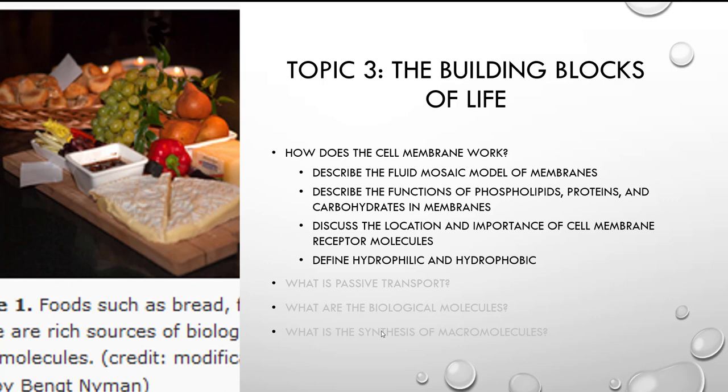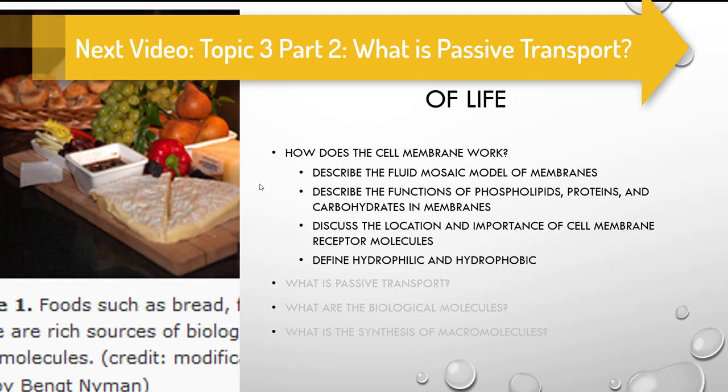All right, so that's it for this first section. We have finished the first section of topic 3 of our Adigia textbook. By now you should be able to describe the fluid mosaic model of membranes. You should be able to describe the functions of the phospholipids as well as the proteins and the carbohydrates in the membranes. You should also be able to discuss the location and importance of cell membrane receptor molecules, as well as define hydrophilic and hydrophobic. For our next video, we will talk about passive transport.